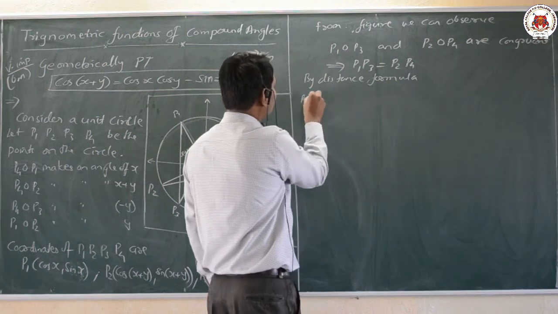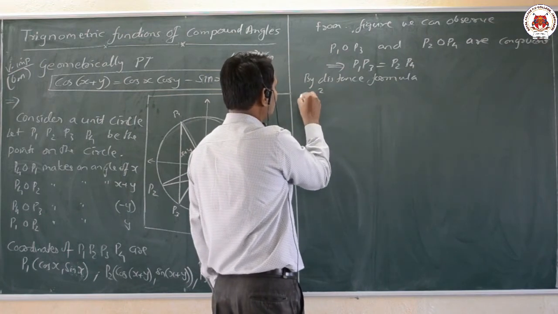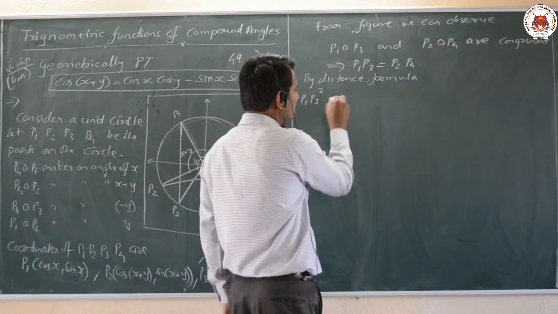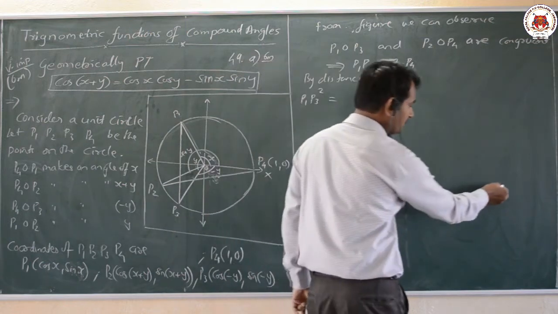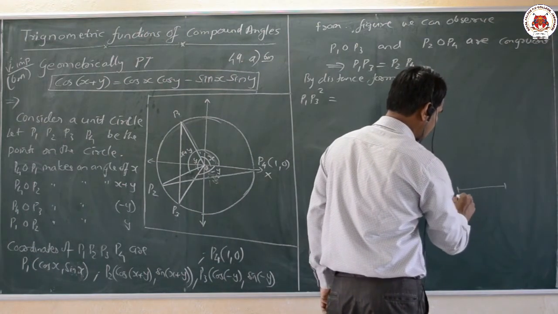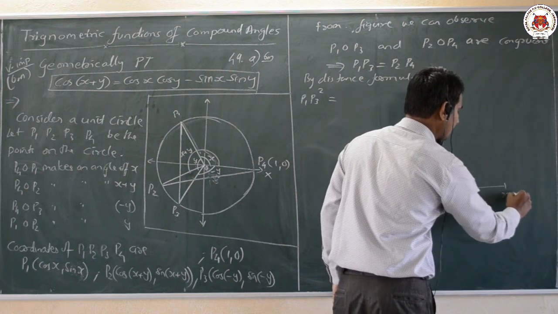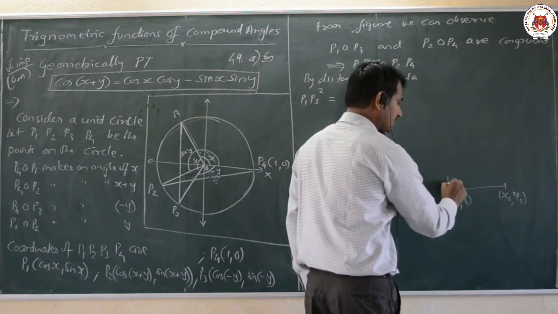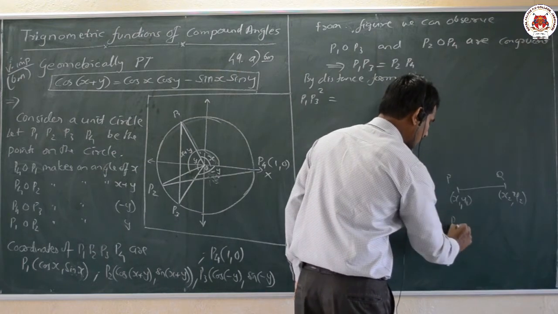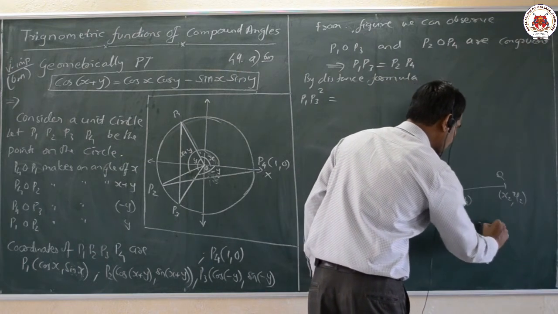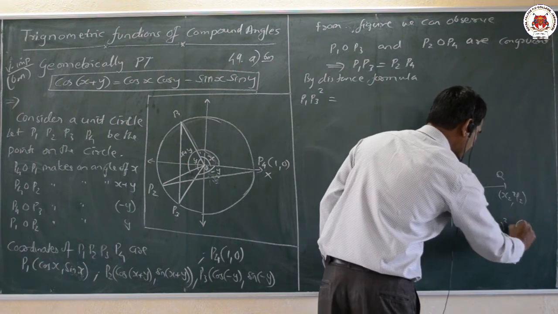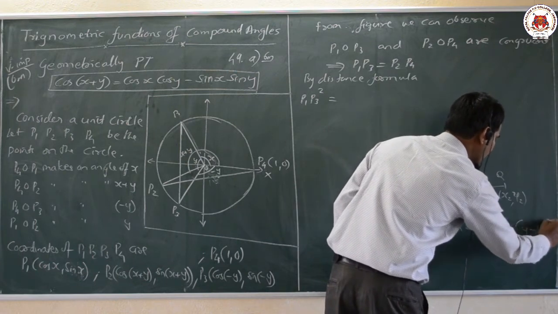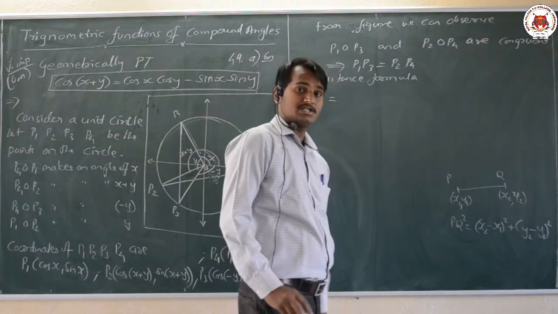we have P1P3 square, by making use of the distance formula. What is the distance formula? The distance between two points x1, y1 and x2, y2, let us take it as PQ, is that PQ square is equal to x2 minus x1 whole square plus y2 minus y1 whole square. That is our distance formula.